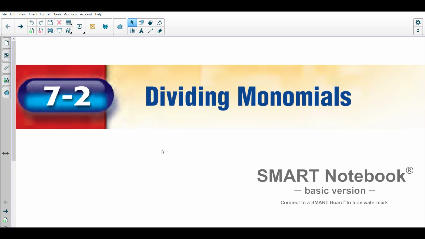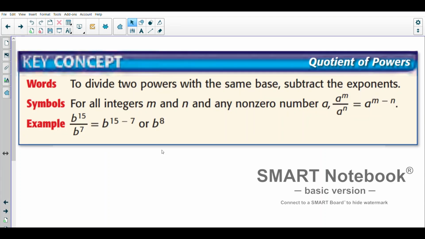In today's video, we're going to look at section 7-2, dividing monomials. So, to divide two powers with the same base, we need to subtract the exponents. Before, when we multiplied two powers with the same base, we would add the exponents. So it's literally just the opposite. If you have b to the 15th over b to the 7th, you just take b to the 15th minus 7 and get b to the 8th. So it is really that simple.